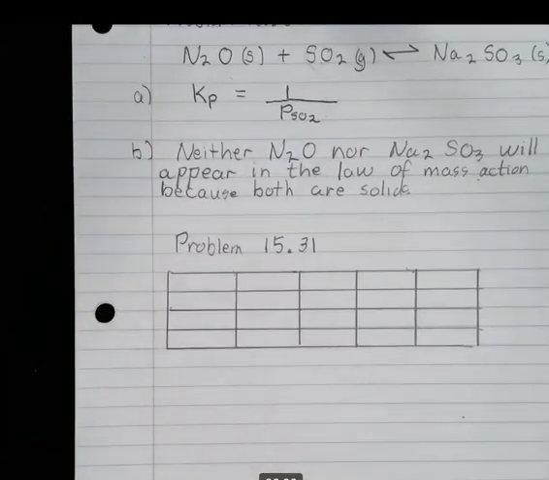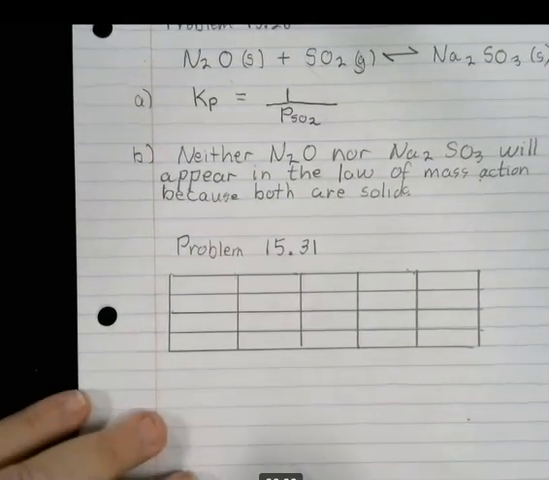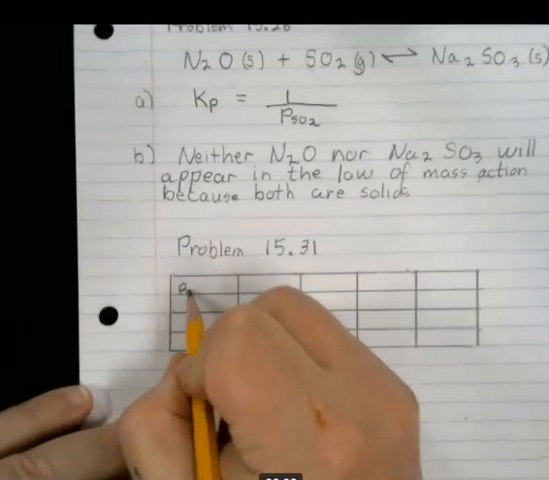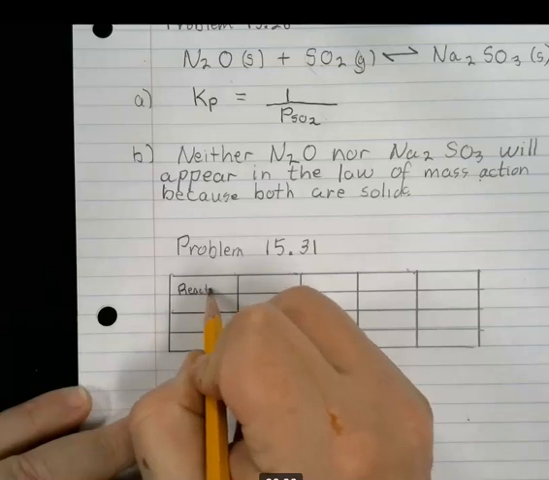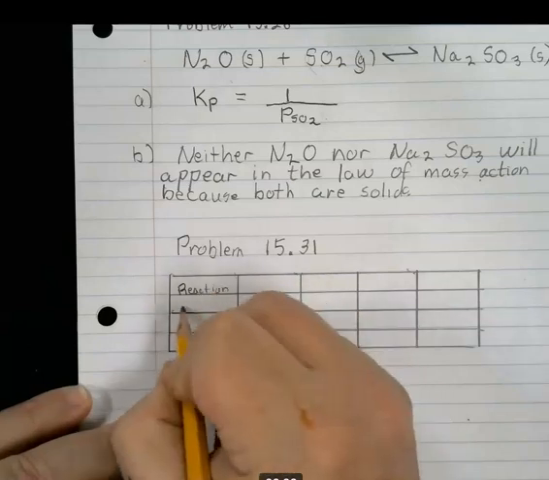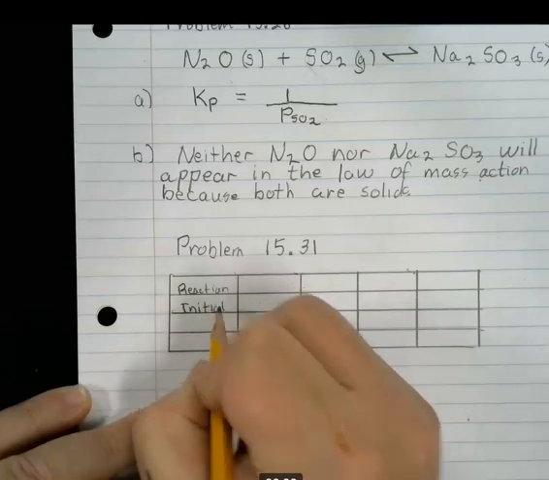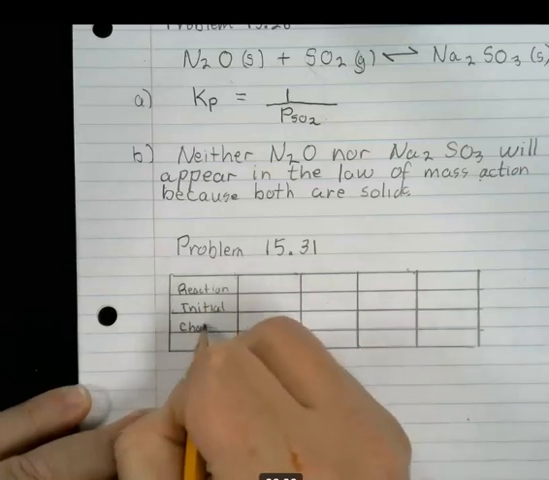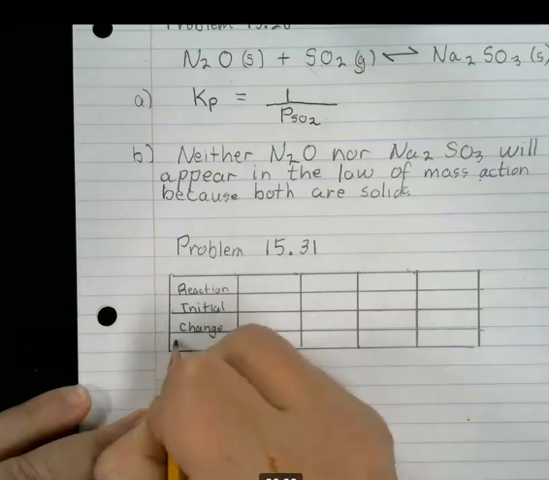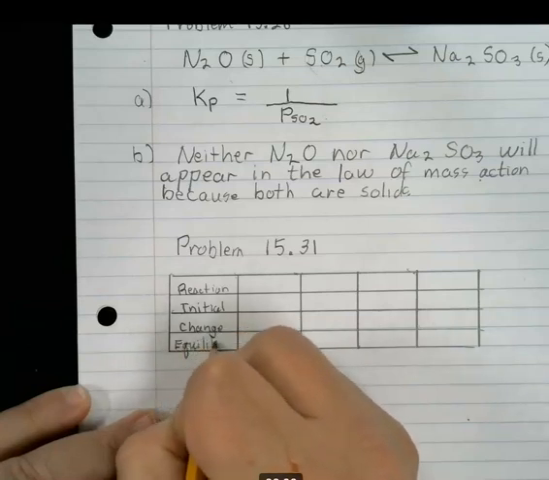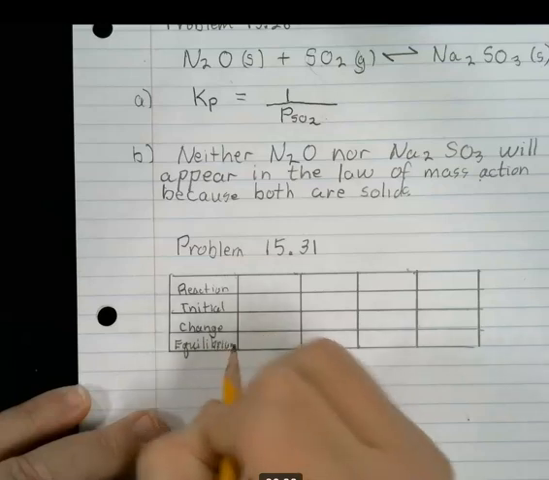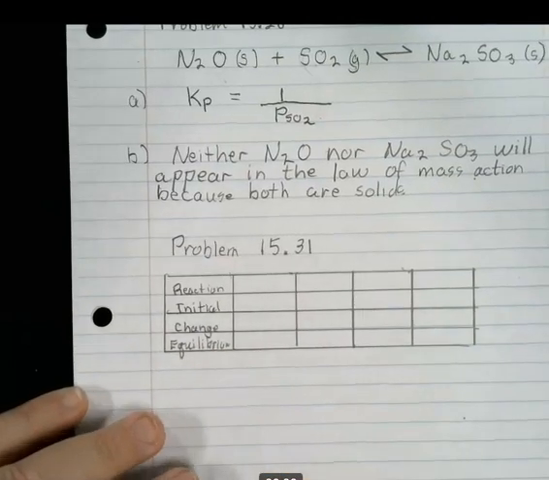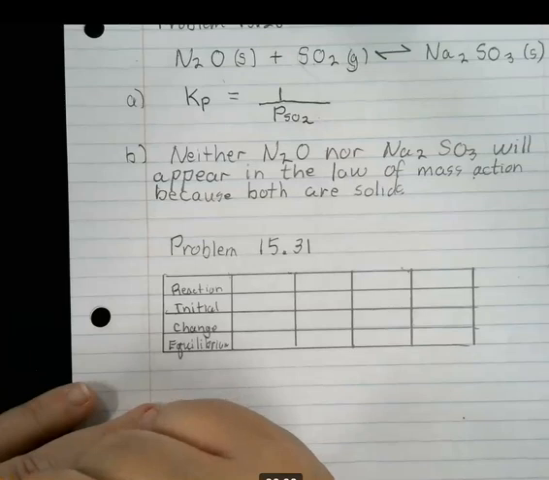Okay, there's the ice table. All right, so we can go ahead and just write the words here. Reaction. Initial, meaning beginning. Change. And equilibrium. Okay, and then we'll go ahead and write our reactants and products.